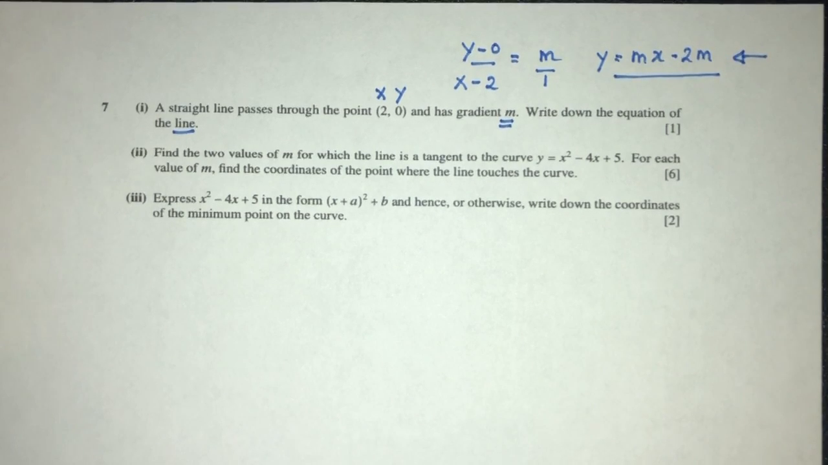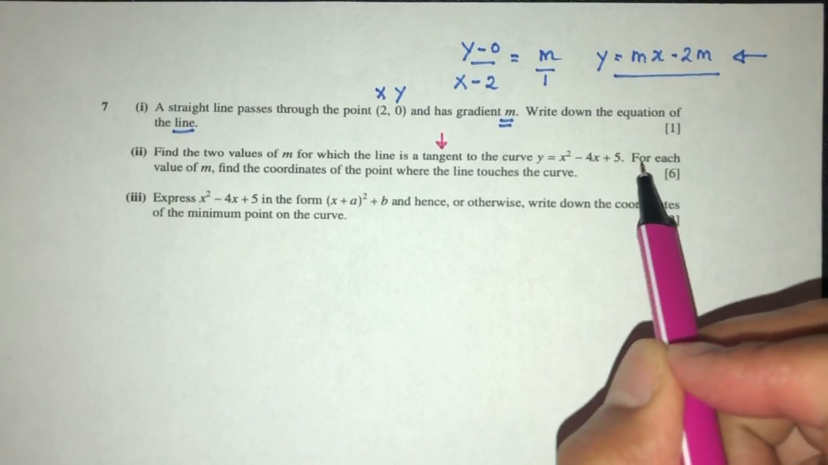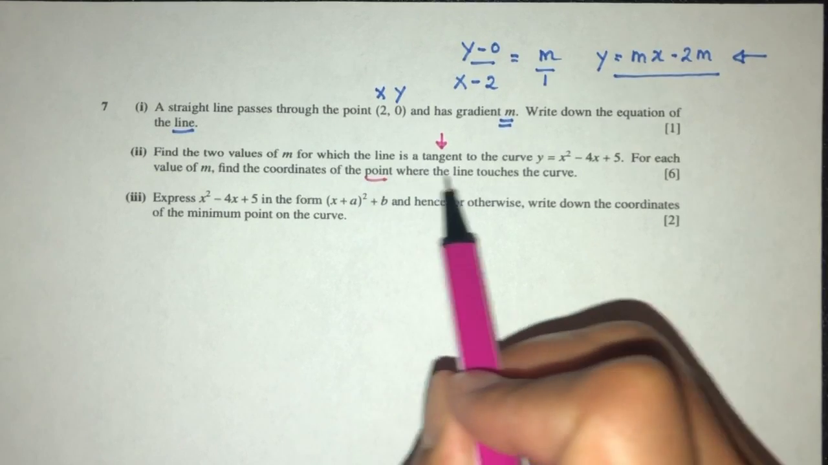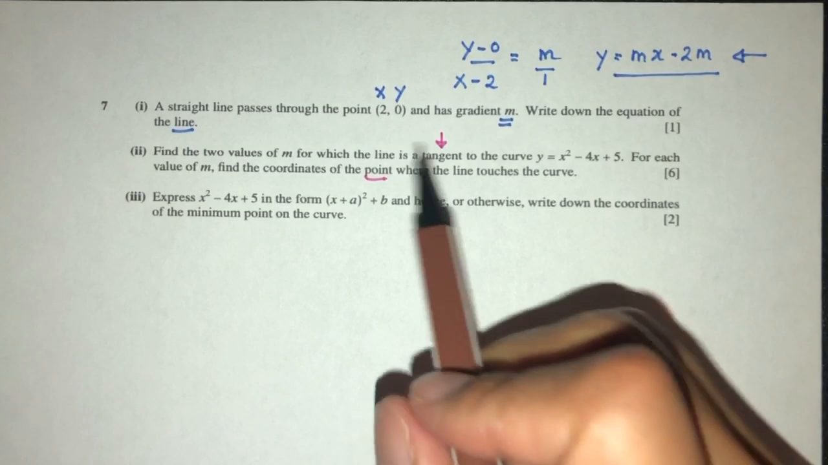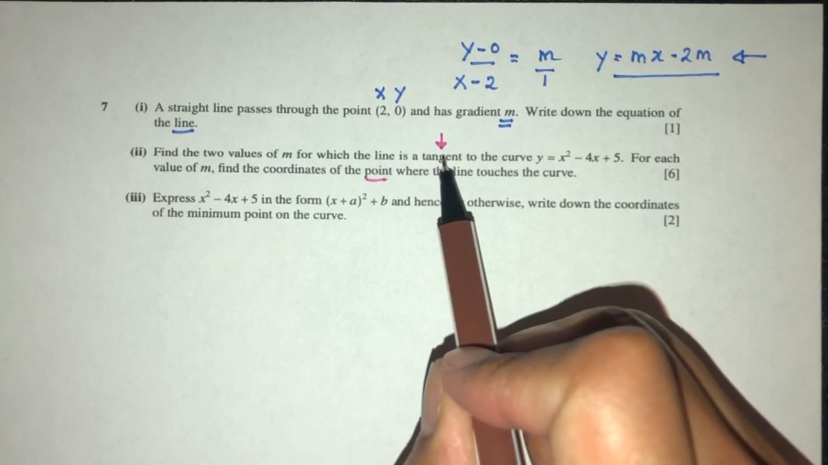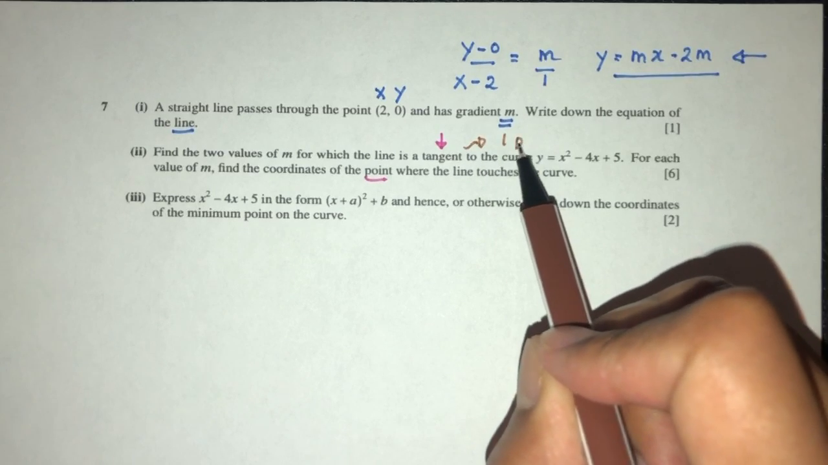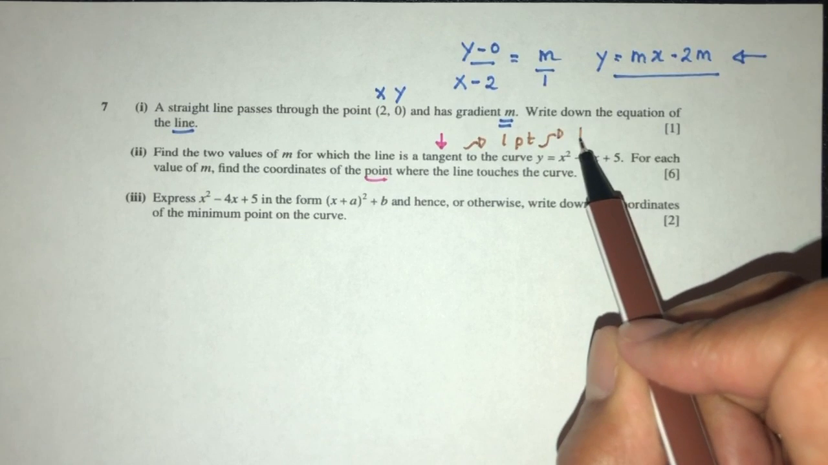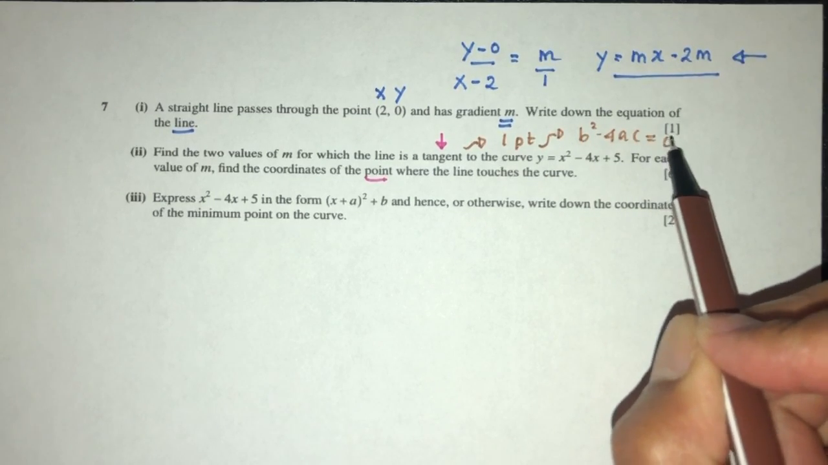Now, find the two values of m for which the line is a tangent to the curve this. For each value of m, find the points where the line touches the curve. So pretty easy. Now we have to understand, when we say the line is a tangent to the curve, it means the line meets the curve at exactly one point. They have one solution. Now if they have one solution, it means their discriminant have to be equal to 0.